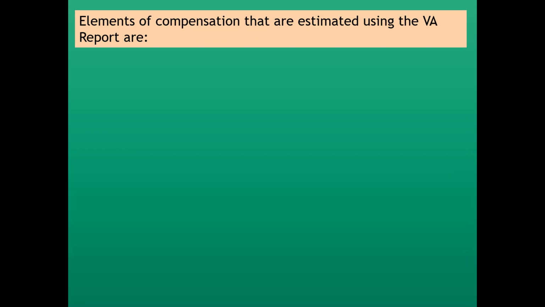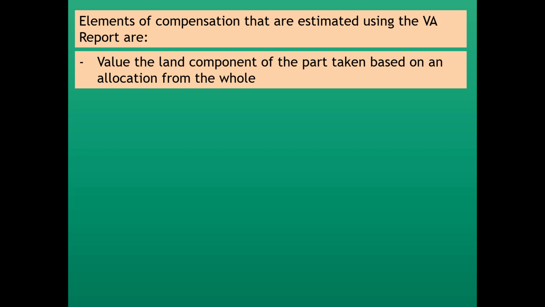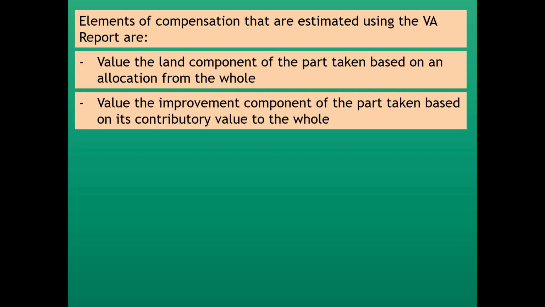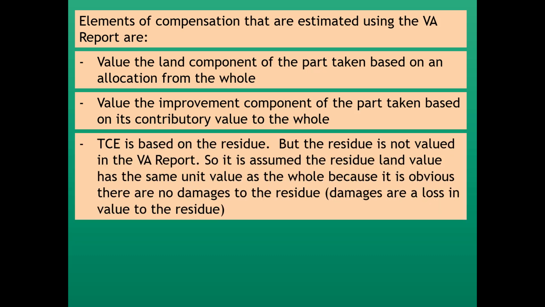Elements of compensation that are estimated using the VA report are: value the land component of the part taken based on an allocation from the whole property, value the improvement component of the part taken based on its contributory value to the whole. Temporary construction easements are generally based on the residue, but the residue is not valued in the VA report, so it's assumed the residue land value has the same unit value as the whole because it's obvious there's no damages to the residue.